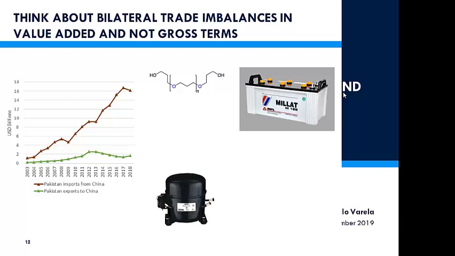Also, Pakistani producers of refrigerators started importing cheaper compressors from China, and therefore were able to export the refrigerators to Afghanistan. Now, you see this in the imports of Pakistan from China, but you don't see these refrigerators or batteries in the exports of Pakistan to China, because they were exported somewhere else.